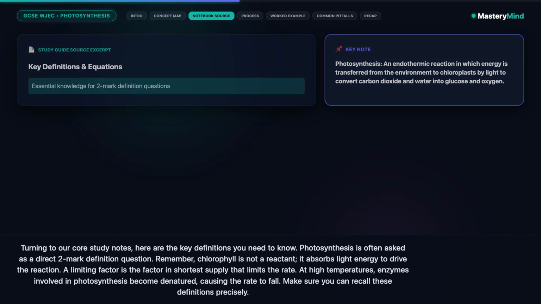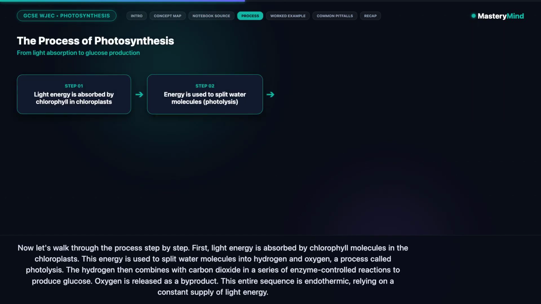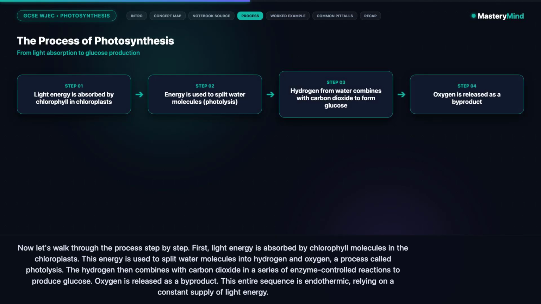Now let's walk through the process step by step. First, light energy is absorbed by chlorophyll molecules in the chloroplasts. This energy is used to split water molecules into hydrogen and oxygen, a process called photolysis.